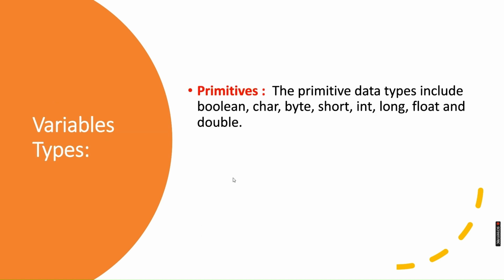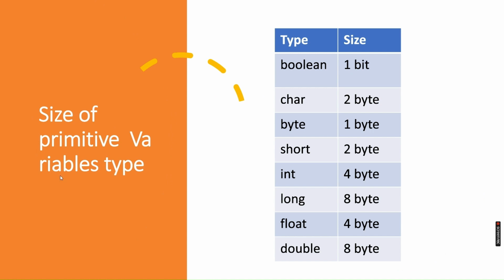Now the variable types. In Java, we have two groups of variables. The first one is primitives, and the second one is non-primitives. The primitive data types include boolean, char, byte, short, int, long, float, and double. The size of each primitive variable type is shown in this table.